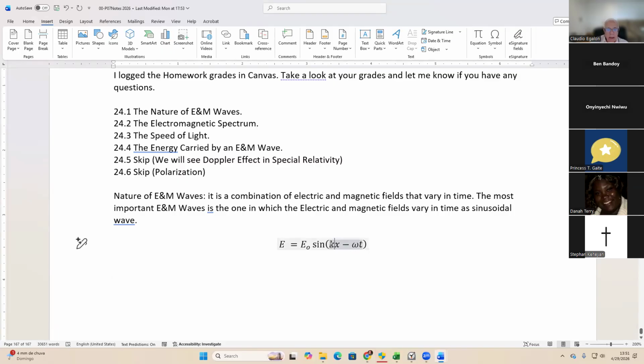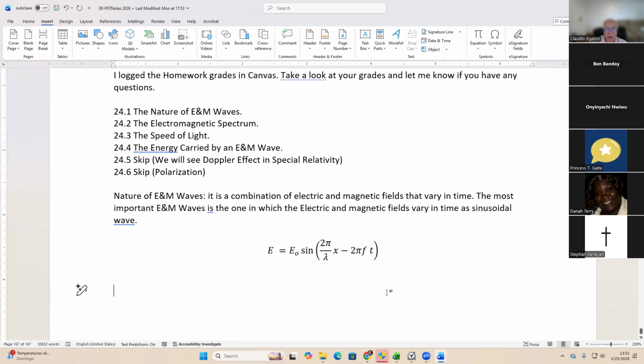And what is this k? This k is 2 pi over lambda. And what is this omega? This omega is the angular frequency, 2 pi times the frequency. We usually write this term as k and this one here as omega.